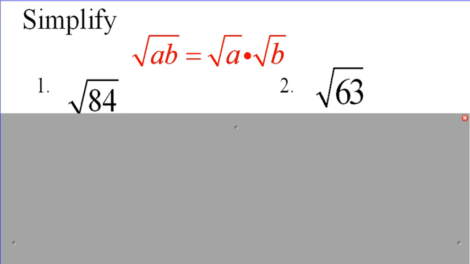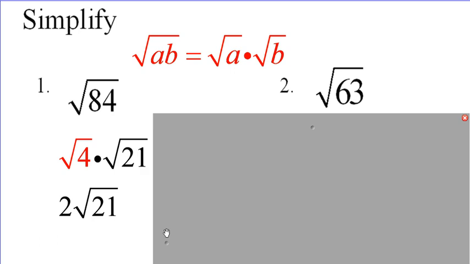So when we're working with the square root of 84, we have to think about what perfect square factor would work with 84. Well, we could divide by 4, which would leave us with 21. So if I write it as the square root of 4 times the square root of 21, I can simplify the square root of 4 into 2. And the square root of 21 does not have any perfect square factors. So my simplified answer would be 2 times the square root of 21.